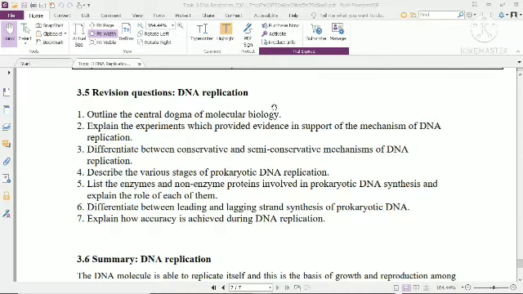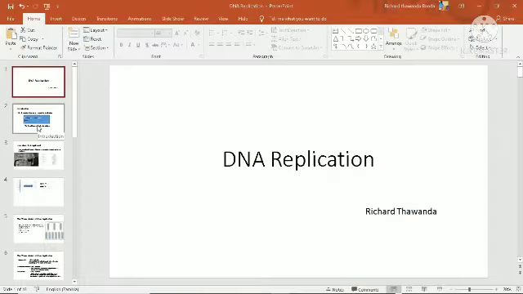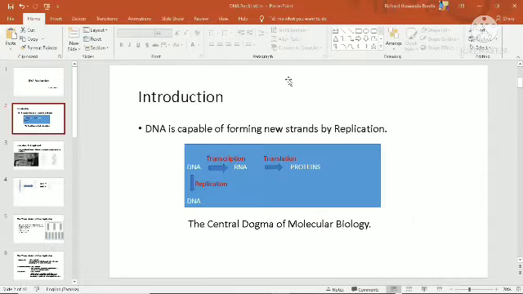Is there anyone that has an idea as to what the central dogma of molecular biology is? We'll go ahead. When we talk about the central dogma of molecular biology, this is what we mean. From our previous discussion, we were talking of nucleic acids, and we mentioned that there are two types of nucleic acids. There's DNA and there's RNA.